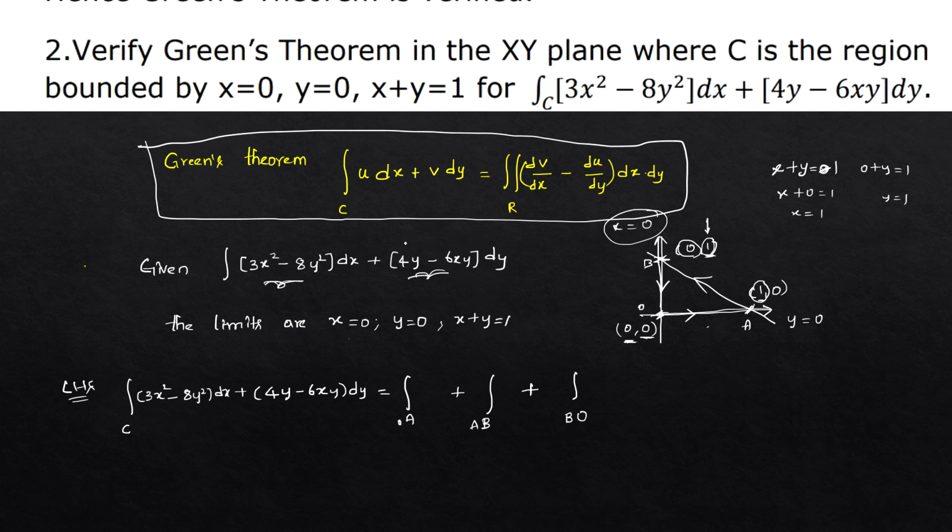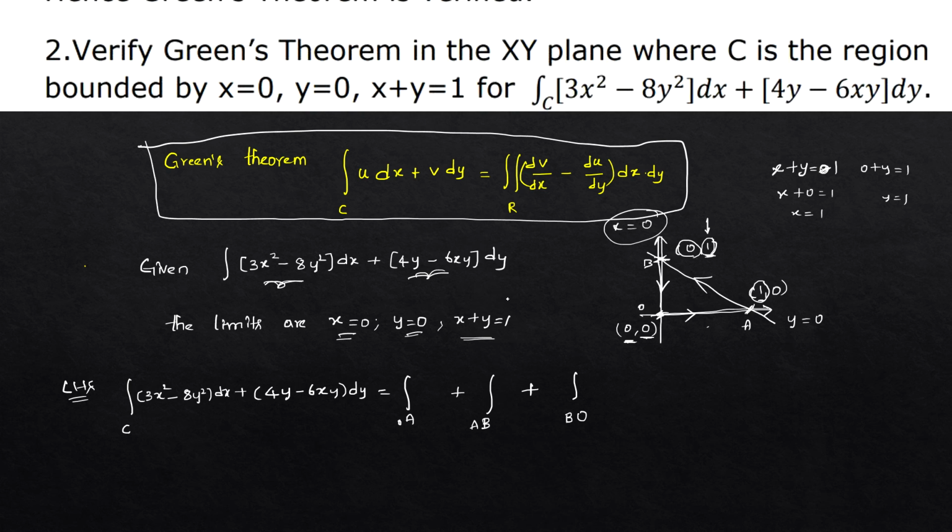Particularly the diagram is very important because Green's theorem mainly stands on the lines in a closed loop. That means unless you draw the diagram itself, you cannot find the limits. So you have to draw the diagram from the given limits. See here, x is equal to 0 means y axis, y is equal to 0 means x axis, and x plus y is equal to 1 is a line lying on the coordinate axis.